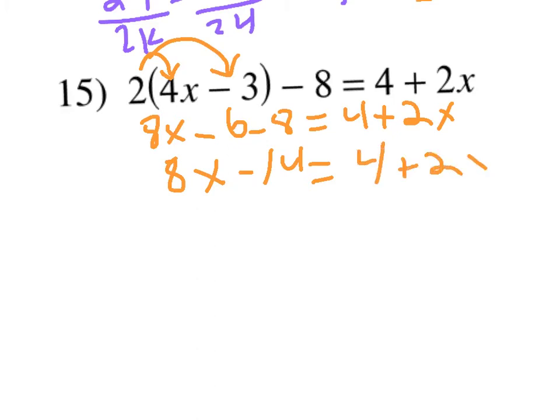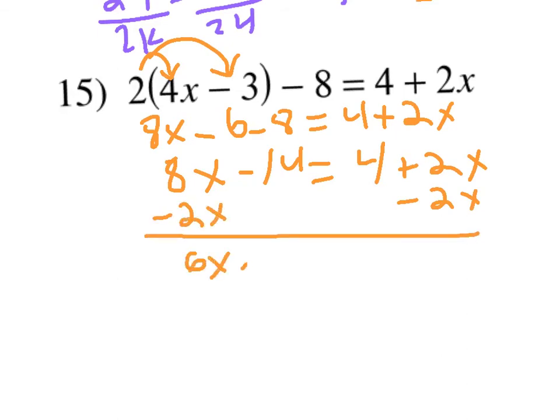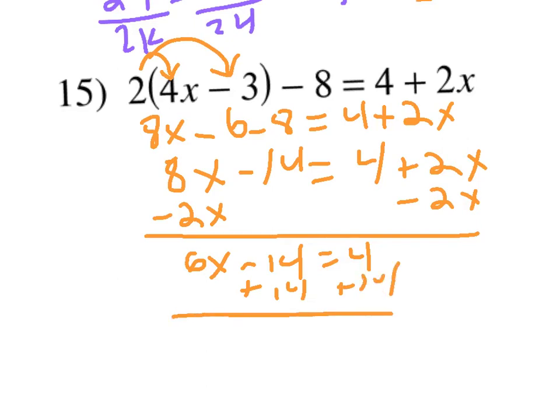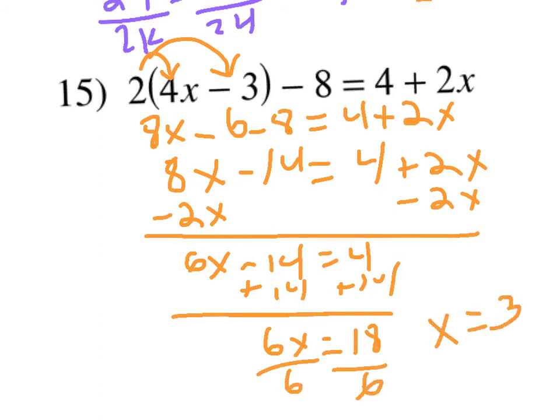4 plus 2x. When you have a variable and a constant on both sides, I recommend moving all the variables to one side. If you pick the smaller variable, then you don't have to deal with the negative x later. 6x minus 14 equals 4. Add 14. And guess what the last step's going to be? It's going to be divide by 6. 6x equals 4 plus 14, equals 18. Divide each side by 6. X equals 3.